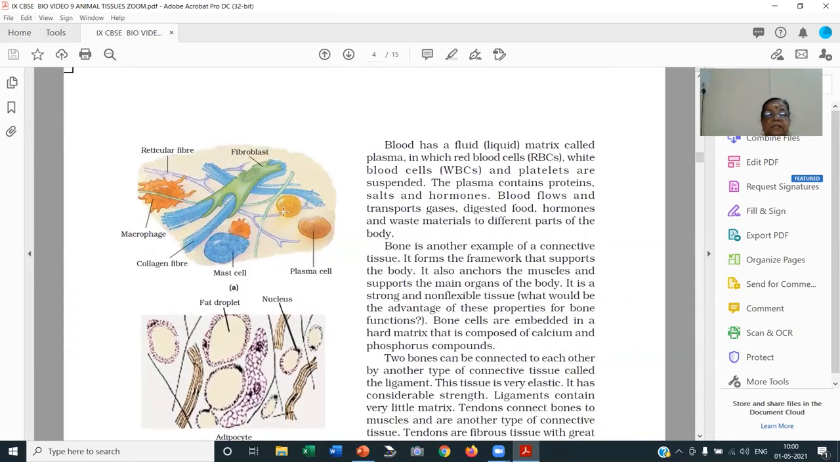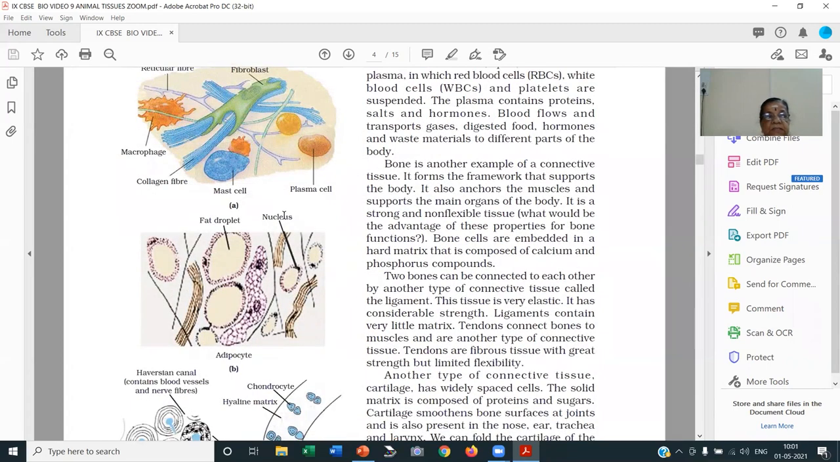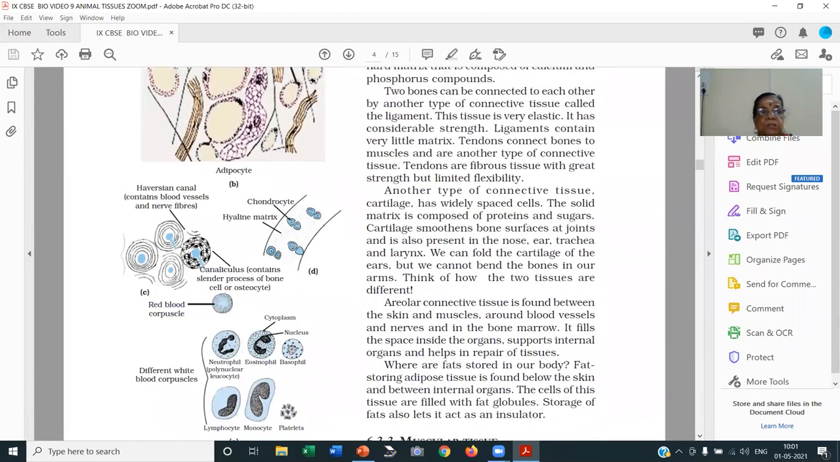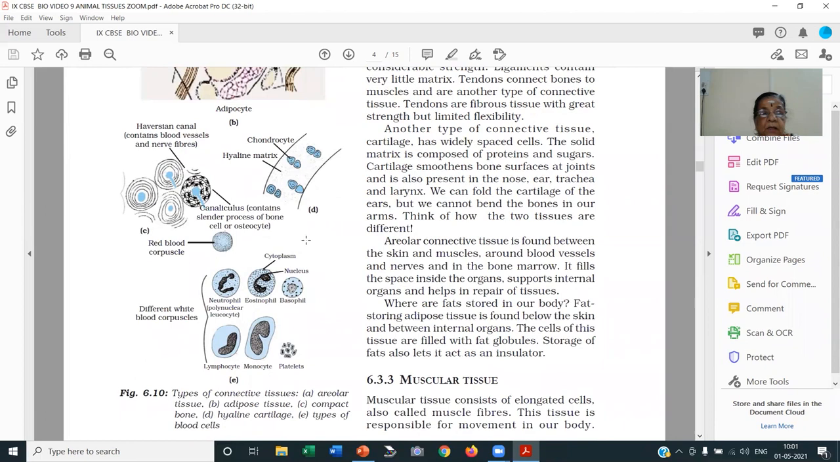Diagram clear. Same way, adipose tissue. Connective tissue proper, the areolar connective tissue and adipose tissue. The diagrams are clear. Okay. Then bone tissue. This one is bone tissue. I hope you understand. And then first areolar connective tissue, then adipose tissue.